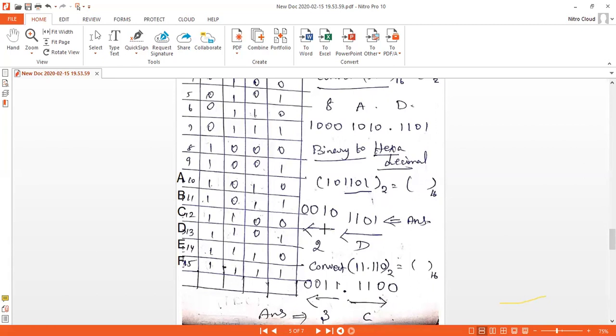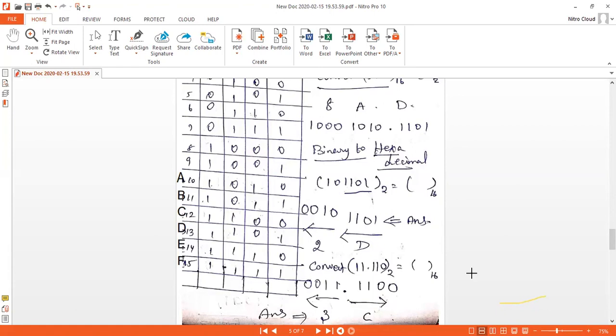Now with this 10, I should add a 0 on the left hand side or the right hand side? Left hand side, sir. Why is it left hand side? Why not right hand side? For a whole number we have to add on the left hand side. Perfect. Whole number means left hand side. Decimal number means right hand side. Very good.